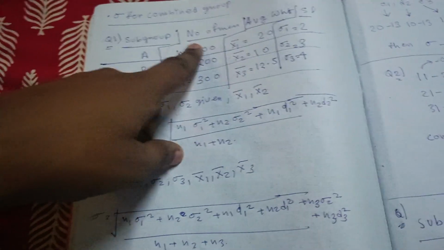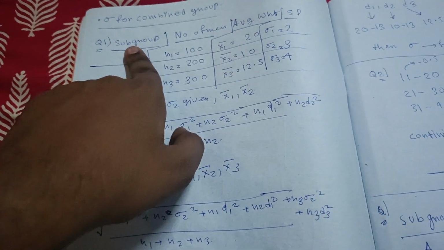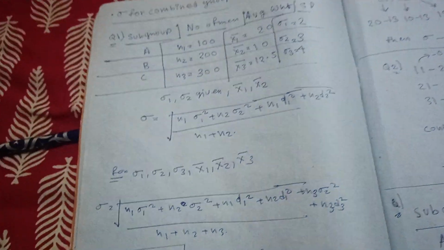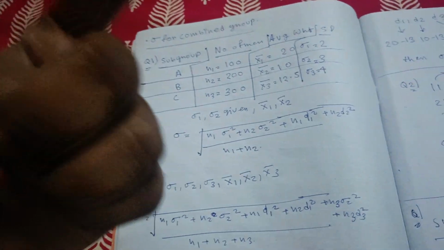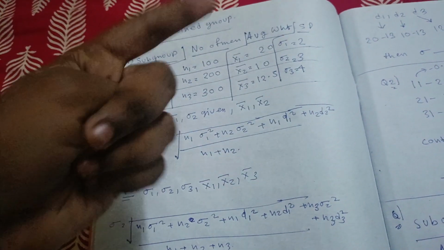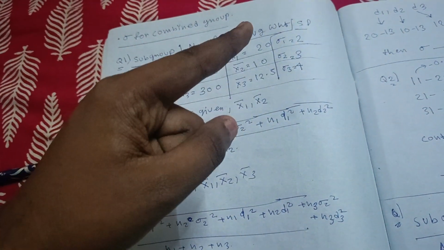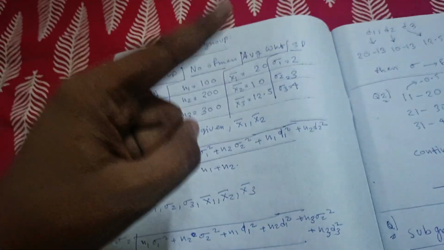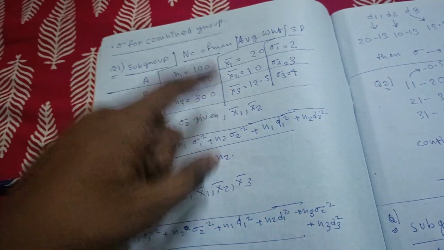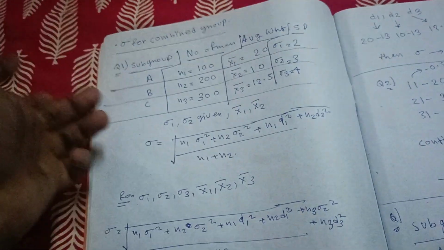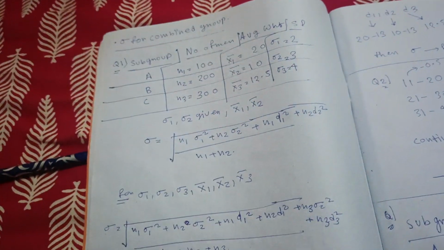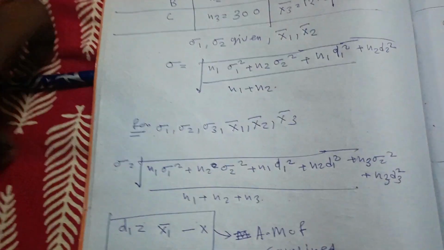When there is a number of men, or number of flowers, or number of something, we have to consider that as n1, n2 and n3. The average we consider as x bar 1, x bar 2, x bar 3, and the SD we consider as sigma 1, sigma 2, sigma 3. Okay, I hope it is clear.